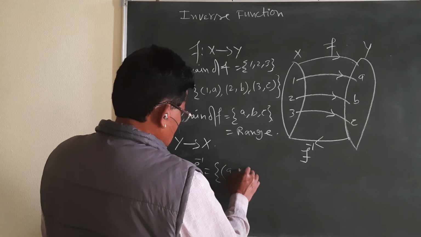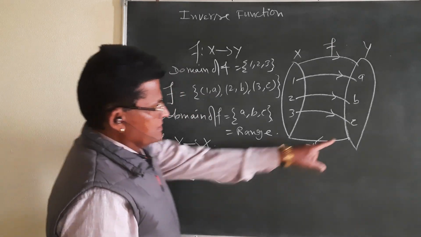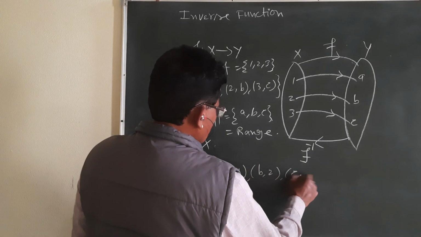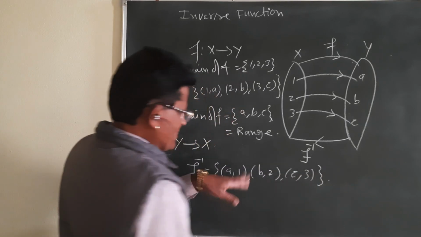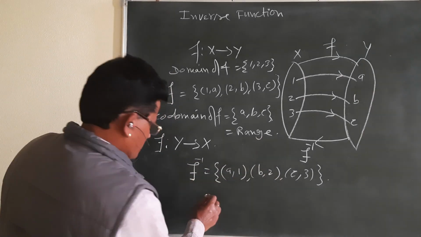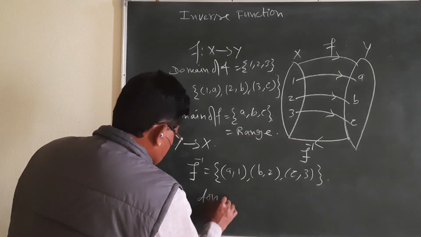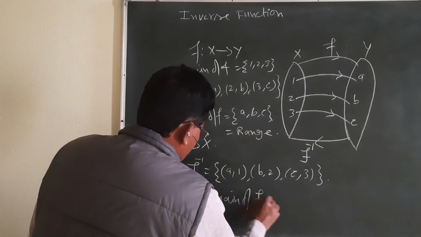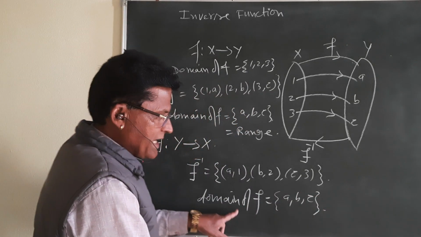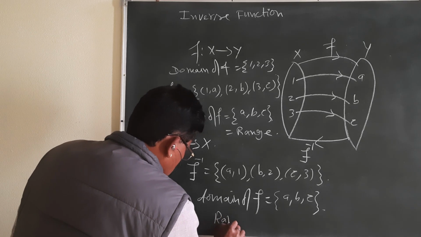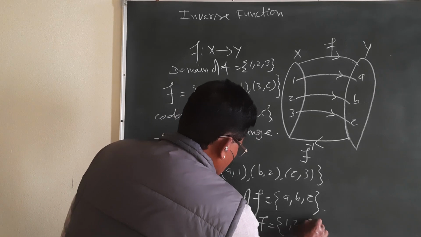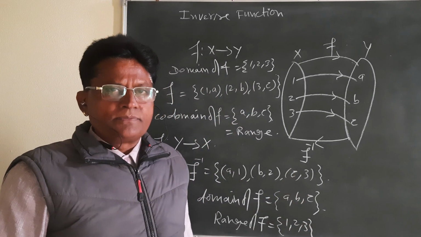A forming the image with 1, B forming the image with 2, and C forming the image with 3. Now the domain and range will be changed for this one. This is f inverse, the inverse of the function. What will be the domain? In this case, domain of f inverse will be A, B, C. Range and codomain of f inverse will be 1, 2, 3.